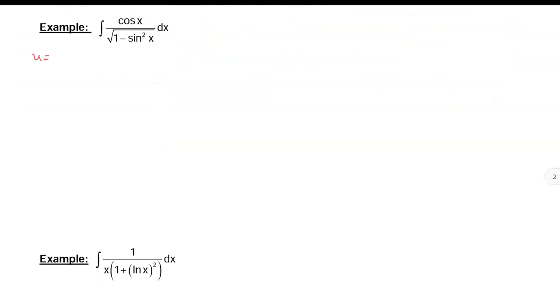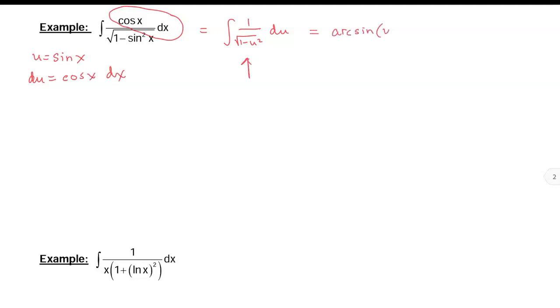I would like to do this one first by letting u equal sine x. du would be cosine x dx, which is what we have on the rest of the integral. So the integral would become 1 over the square root of 1 minus u squared du. This is actually the derivative of arcsine. So this is arcsine of u plus c, otherwise known as arcsine of sine x plus c.